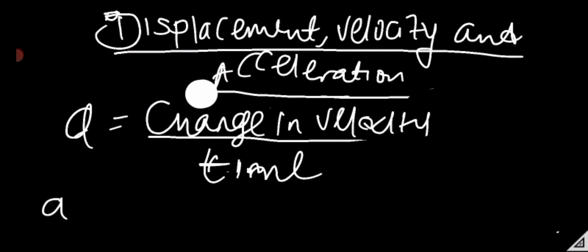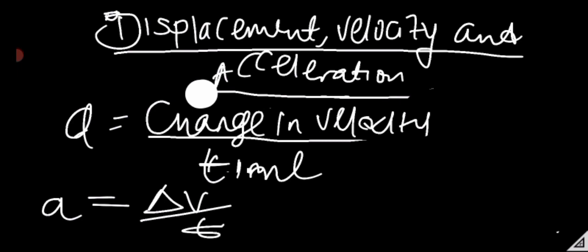The second one to note is a equals delta v, still the same thing as change in velocity over t, which is also the same thing as v minus u all over t. This is the formula for acceleration. So let's take a simple example before we go.